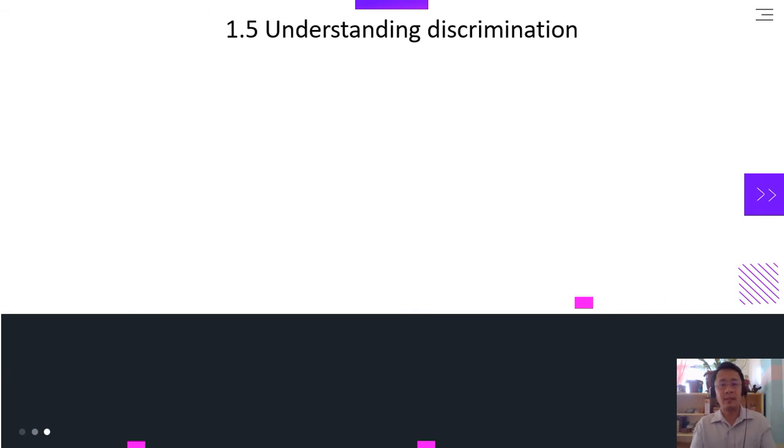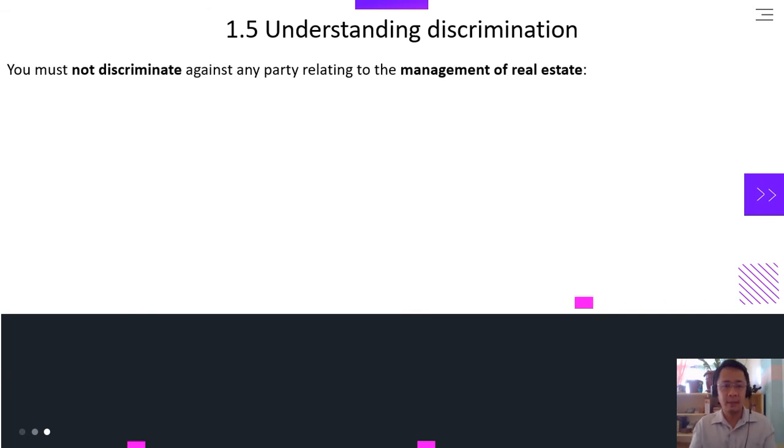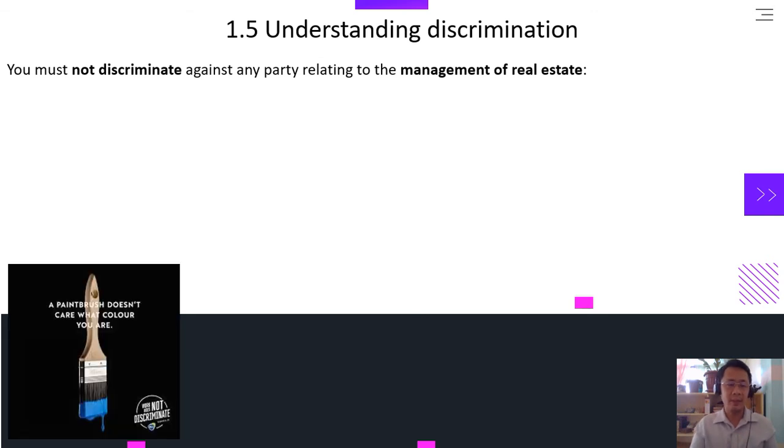Next is understanding discrimination. You must not discriminate against any party relating to management of real estate. I would like to give you an example: a paintbrush. A paintbrush doesn't care what color you are. As a real estate manager, you should function as a paintbrush. You don't care if it is black or white or yellow, but your work is to paint whatever color is being given to you.